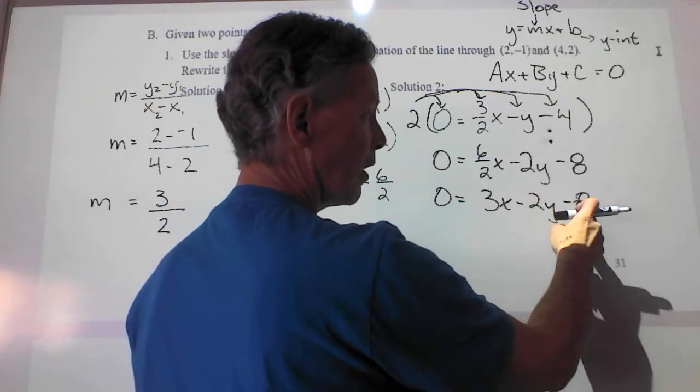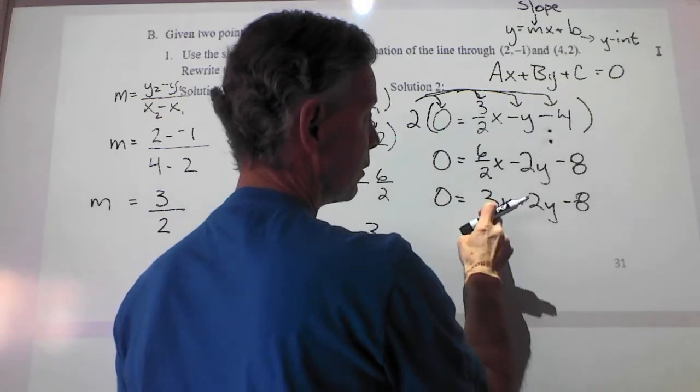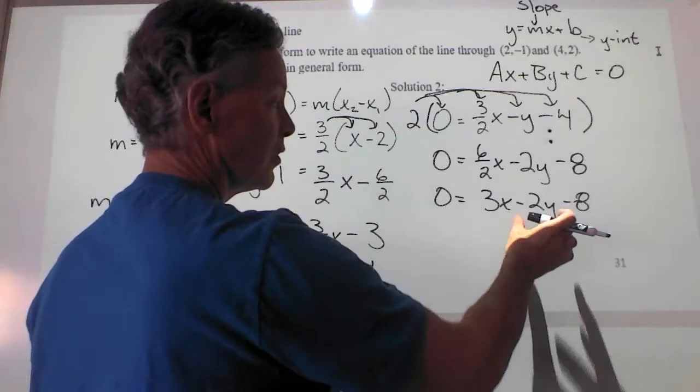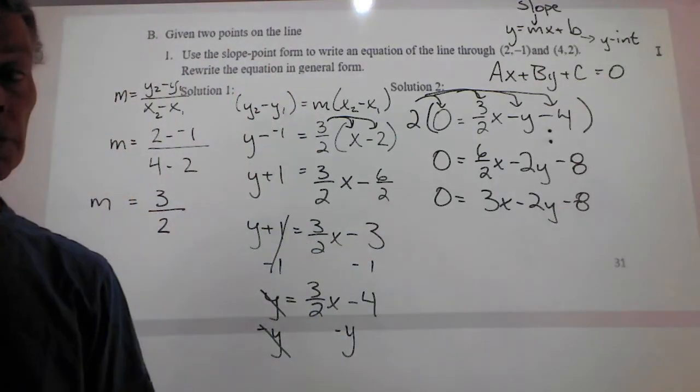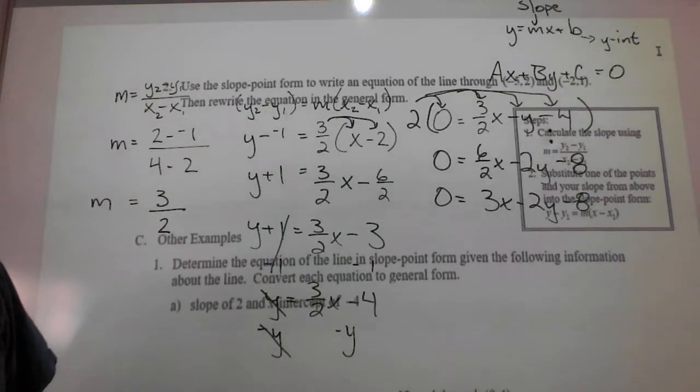All the numbers are integers. The number attached to x is positive. This is general form. So we're done. Moving right along.